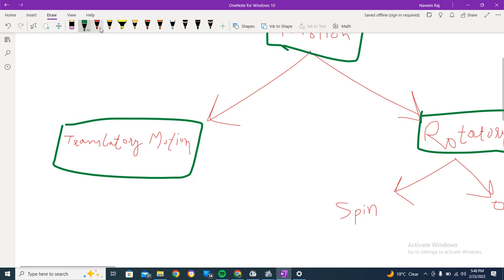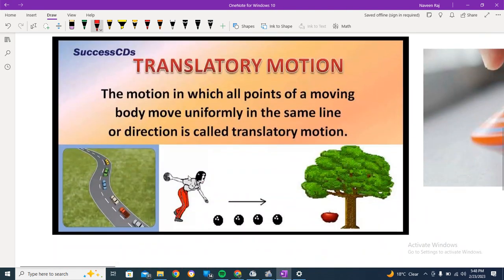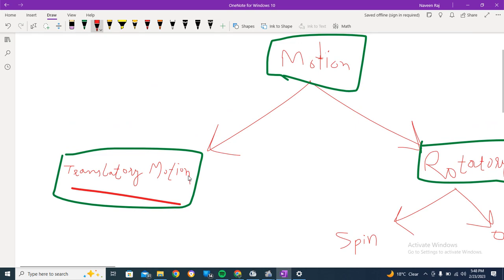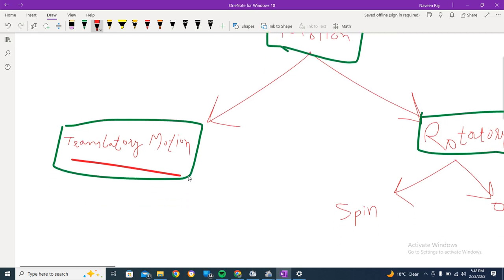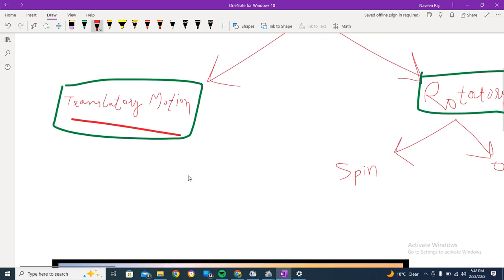Now let's understand what translatory motion means. Probably we have got some diagrams, and I will be explaining that, but for now, just listen to the definition. Translatory motion is the form of motion in which the motion takes place in the same axis, like the motion which is taking place in a particular specific direction or axis.